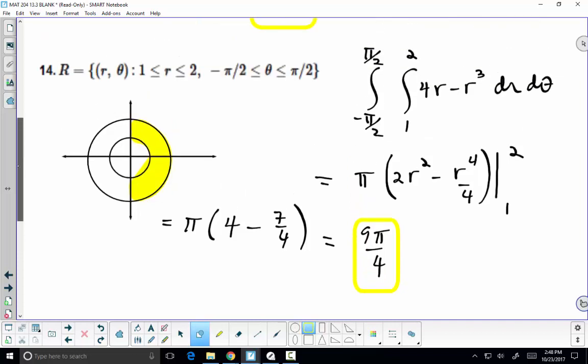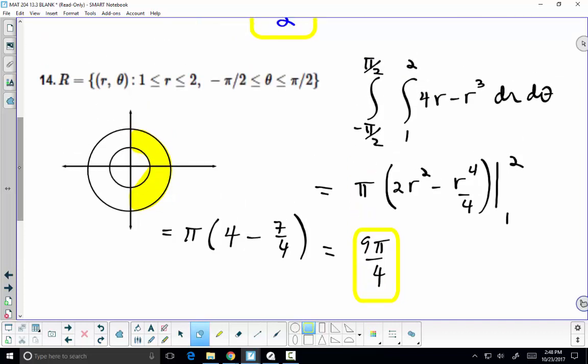So that's the volume sitting above that partial washer and below that parabolic cap. So solid.